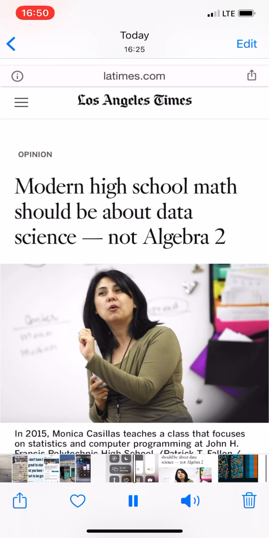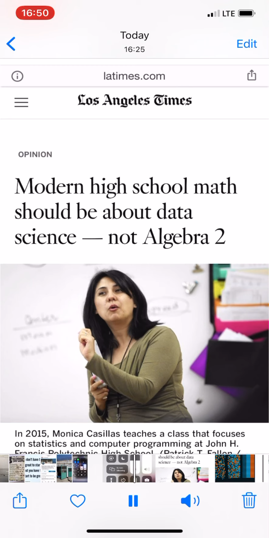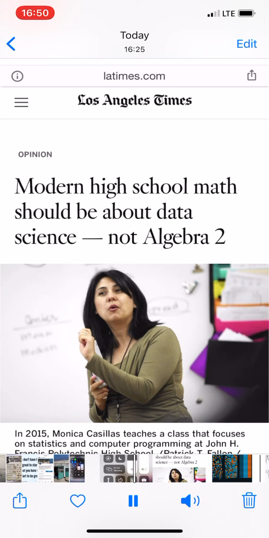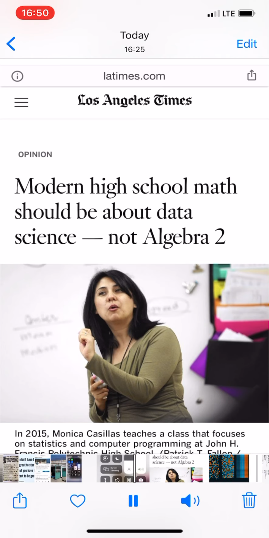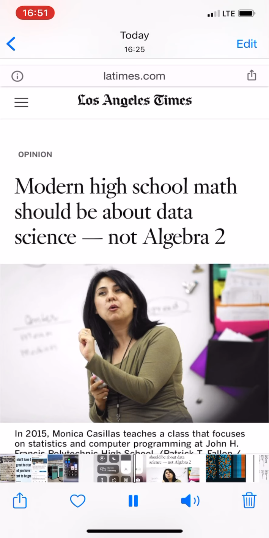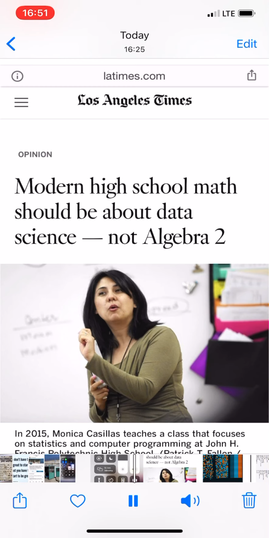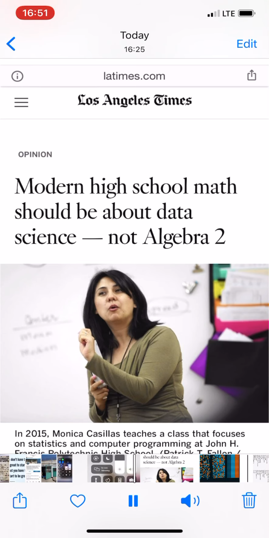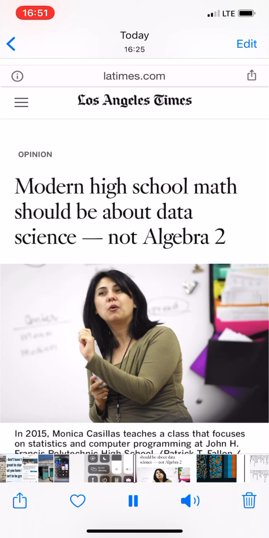Algebra 2 will teach you how to fill a whiteboard with complex algebraic algorithms that require one skill that we do want to teach our students, which is attention to precision. But data science, data comes from everywhere. Data is in our lives every day, all the time.